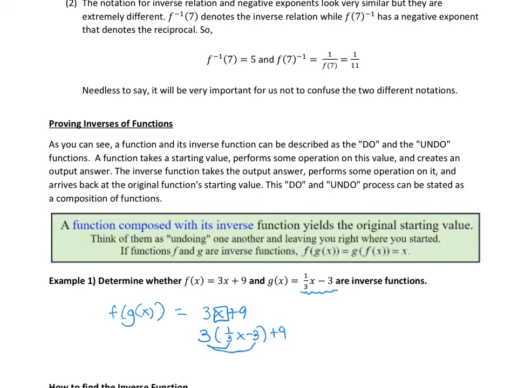And I need to distribute. 3 times 1/3 is x. 3 times -3 is -9, plus 9 equals x. So since f of g of x gave me back x, that tells us that f of x and g of x have to be inverse functions of each other.